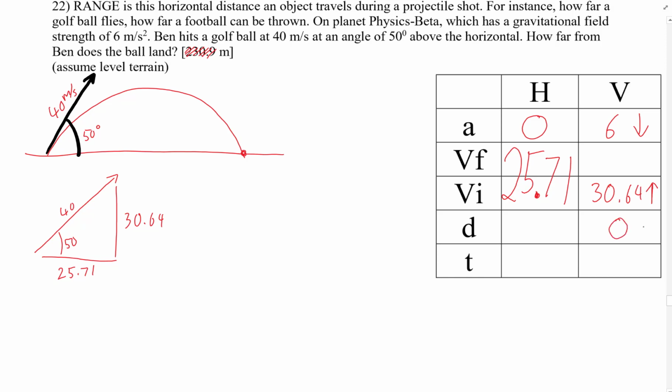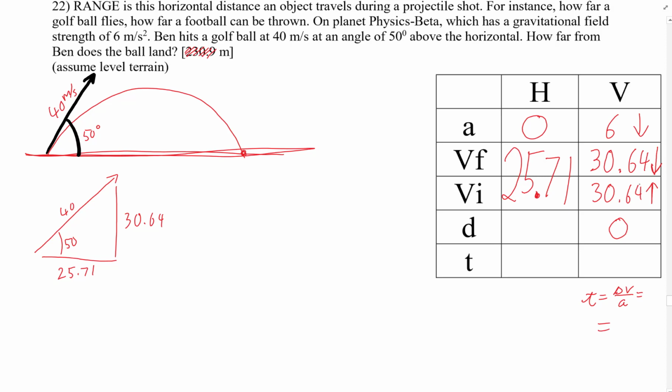Vertically, it goes 0 because it starts up and comes back down to the same height. And we've learned before that what goes up must come down at the same speed, but the opposite direction. I'm not going to prove that again, but we've done that before. And now to get the time, it's easy. The time is going to be equal to the change in velocity over the acceleration.